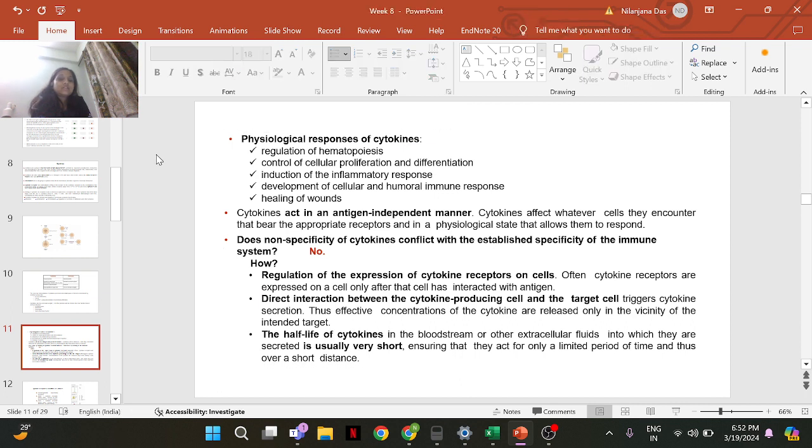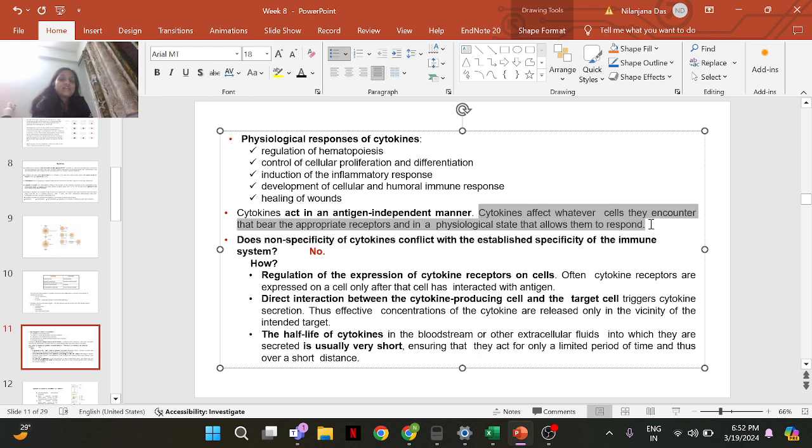So, what are the functions of the cytokines? One is they can regulate hematopoiesis, they can control cellular proliferation and differentiation. They can induce inflammatory response. They can help in the development of cellular as well as humoral immune response, and they can also heal wounds. However, cytokines act in an antigen independent manner.